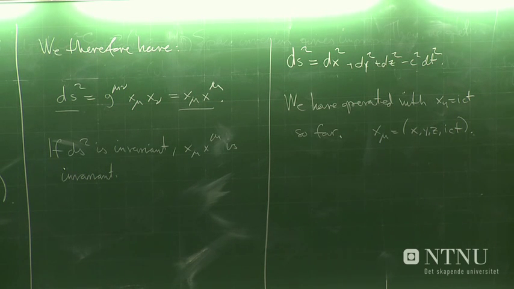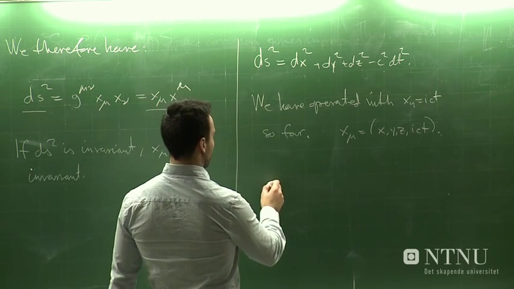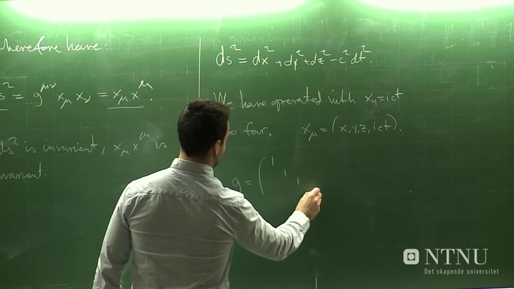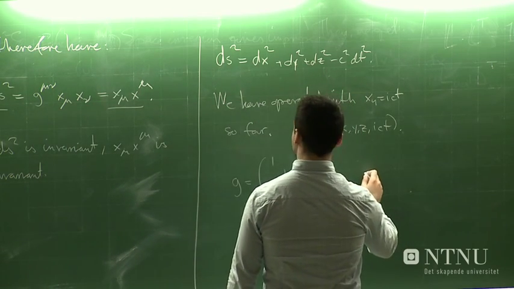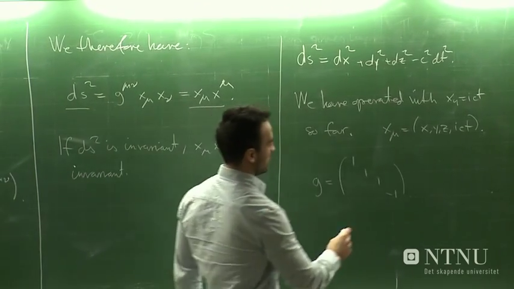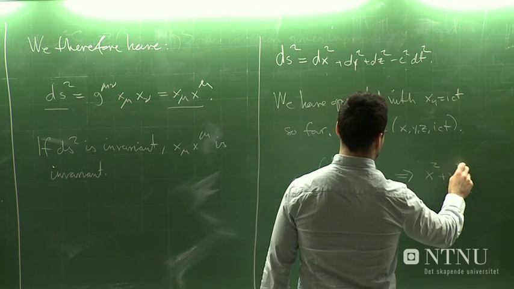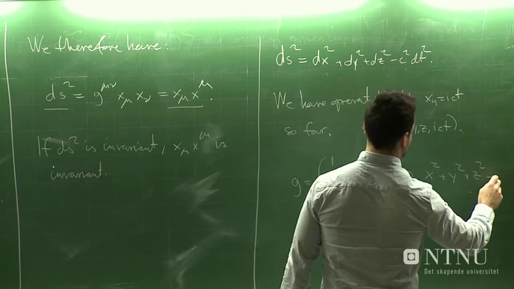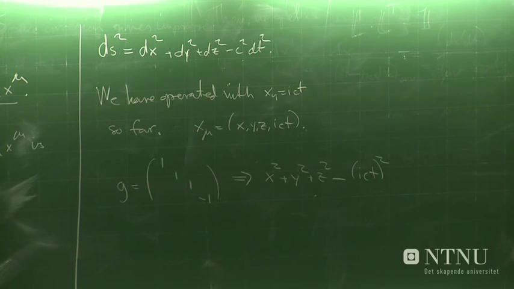Okay. Any suggestions for G? All ones on the diagonal except the last one, which is -1. Okay, let's try. So you suggest that G is like this. Okay. So then, if you use this equation here, we should get this. Do you agree?